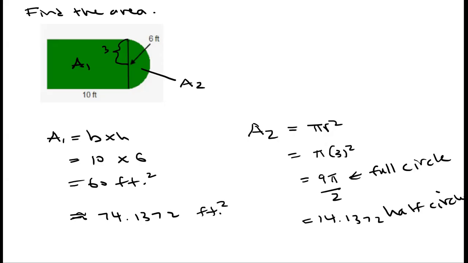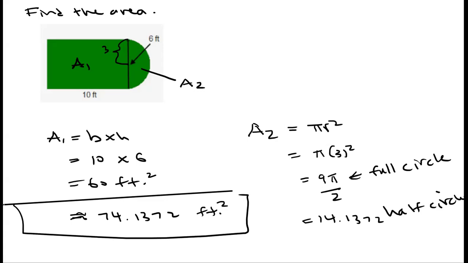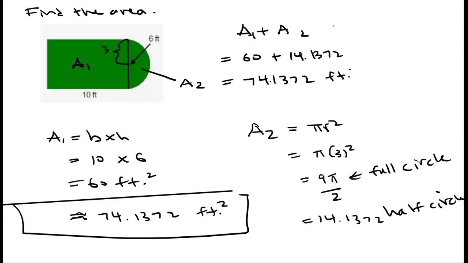If it told us where to round, then we would round to that. But it doesn't tell us, so that would be our answer here. We just take A1 plus A2. A1 was 60, and A2 was 14.1372. So that gives us 74.1372 square feet.